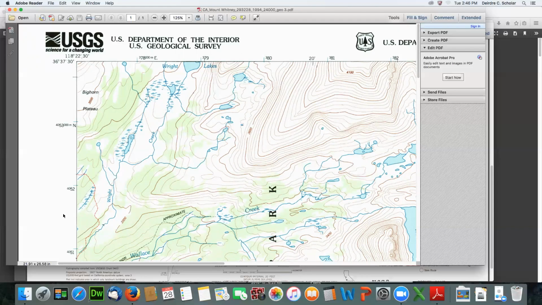Okay, so looking in the northwest corner of the Mount Whitney quadrangle, we're going to give latitude first. And by now you should easily see which one of these is latitude. It's the smaller number because, of course, latitude only goes up to 90 degrees. And therefore, any value above that has to be longitude. So our northwest corner is 36 degrees, 37 minutes, 30 seconds north. Longitude is 118 degrees, 22 minutes, 30 seconds west.